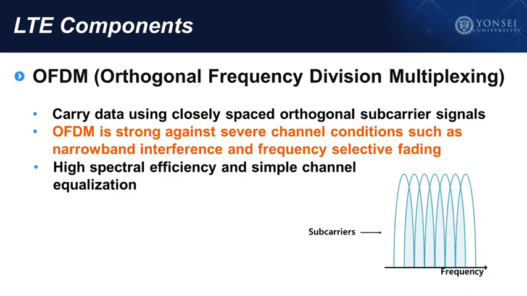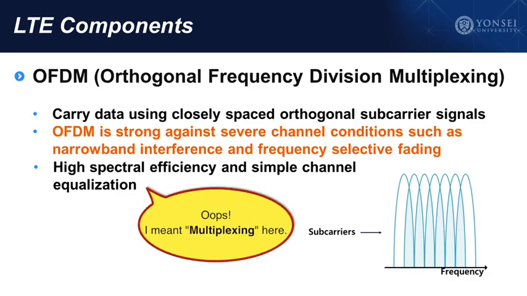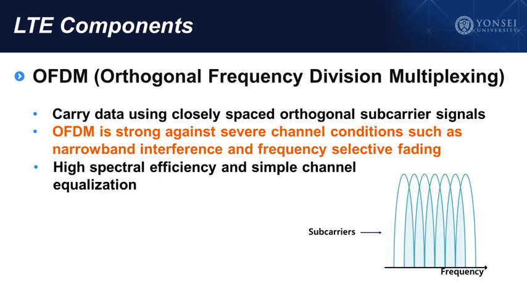First is OFDM, orthogonal frequency division multiplexing. This deals with carrying data using closely spaced orthogonal subcarrier signals, as you can see in the picture over there. They are very densely located.